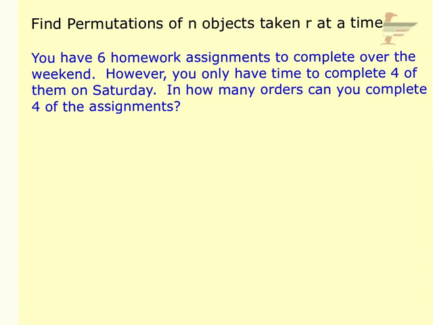Okay, try this one on your own. Make sure you can find everything on the calculator. You have 6 homework assignments to complete over the weekend. However, you only have time to complete 4 of them on Saturday. In how many orders can you complete 4 of the assignments? You've always wanted to know the answer to this, didn't you? Okay, see how you do.